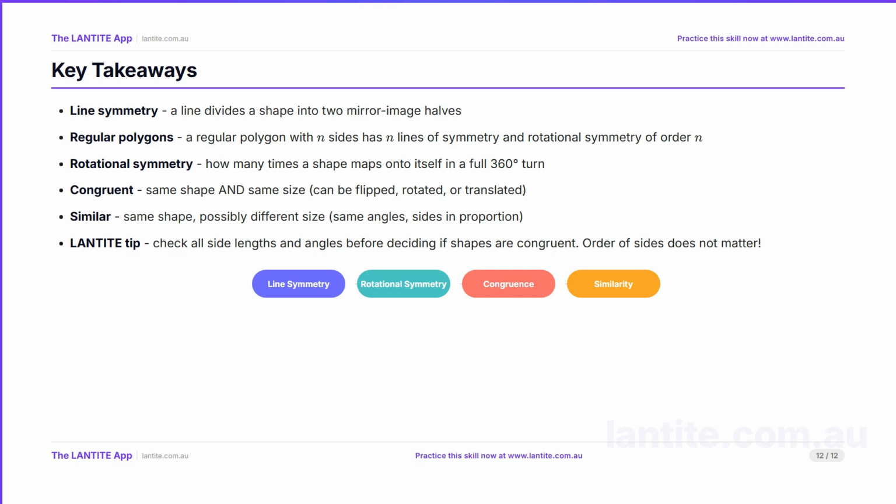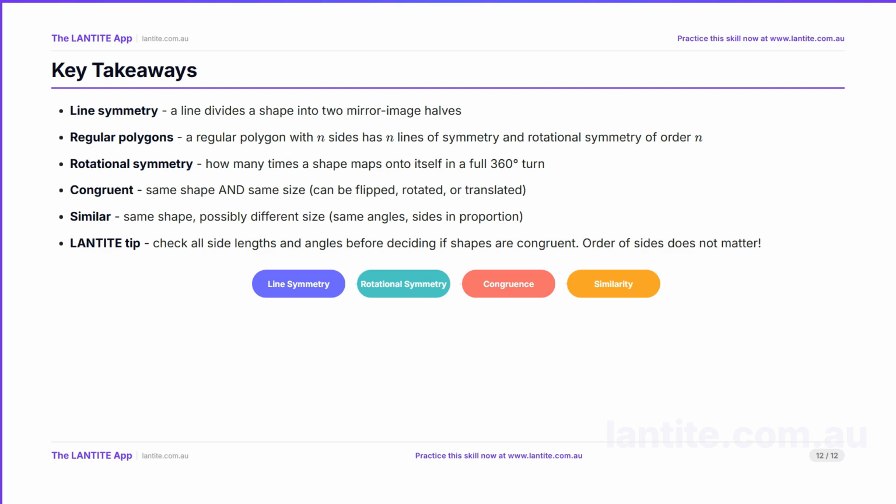Let's recap the key ideas. Line symmetry means a line divides a shape into 2 mirror image halves. A regular polygon with n sides always has n lines of symmetry and rotational symmetry of order n. Rotational symmetry counts how many times a shape maps onto itself during a full rotation. Congruent means the same shape and same size, even if one is flipped or rotated.